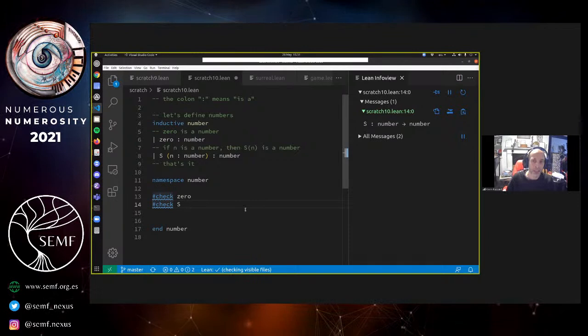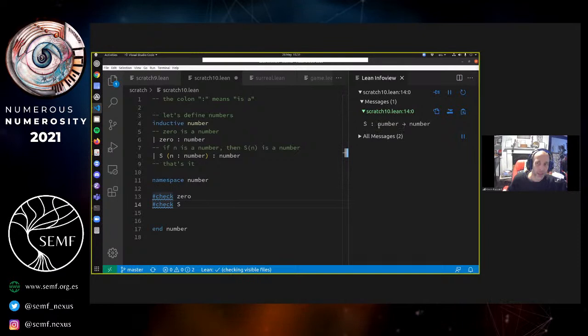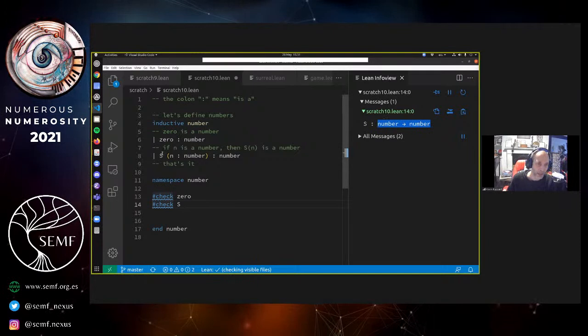And so S is really a function like this. S takes a number as input and produces a number as output. And if you'd rather think of S as a function, we could in fact just put that there if you like. We could replace, I've lost the colon.